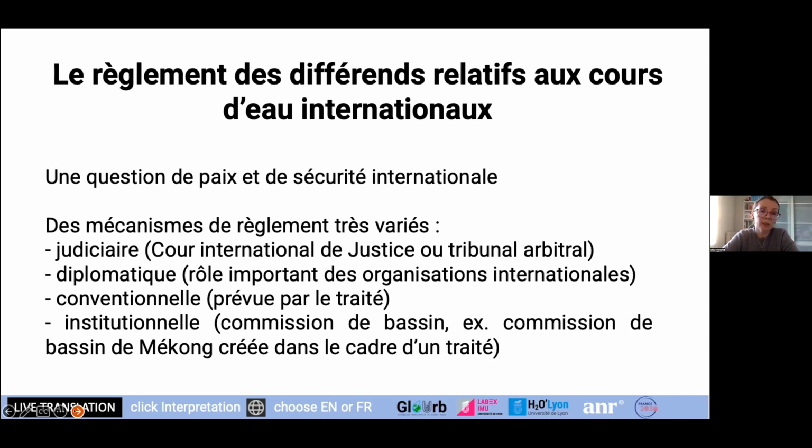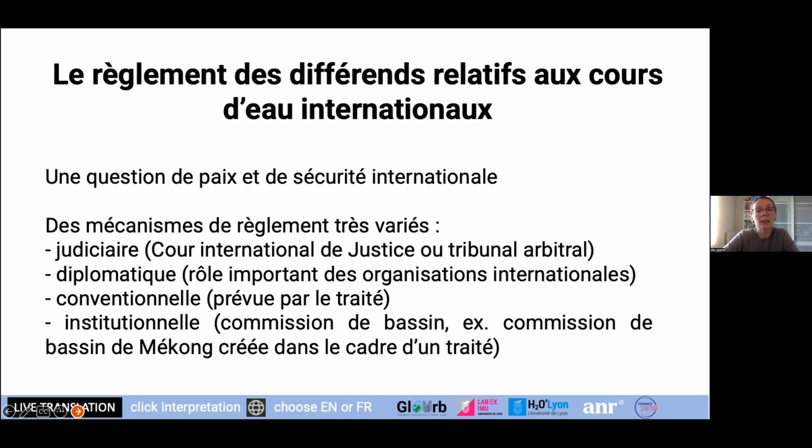The settlement might be diplomatic, in which case international organizations have an important role to play when it comes to settling conflicts. You can also have conventional settlements. So it's the treaty itself that outlines the conditions for settling the dispute.